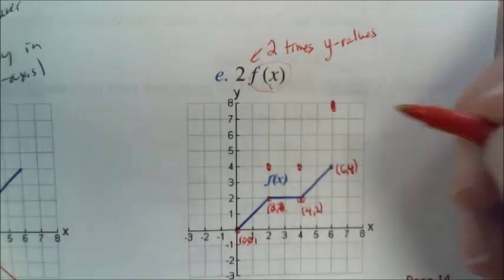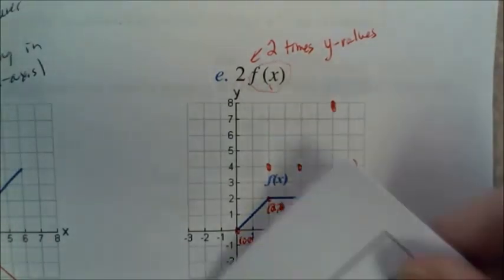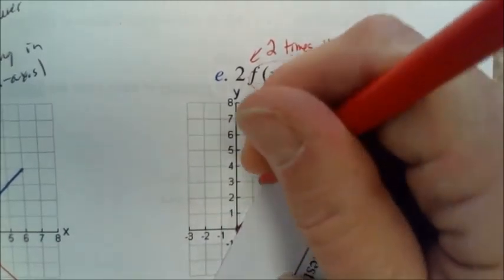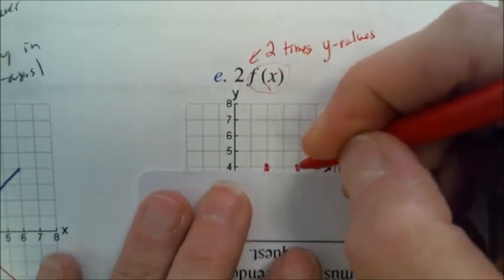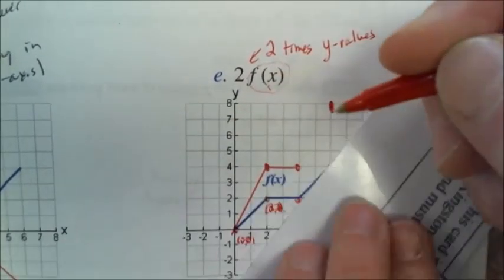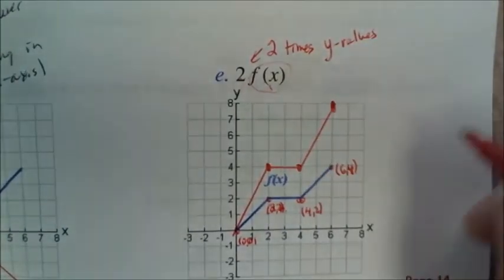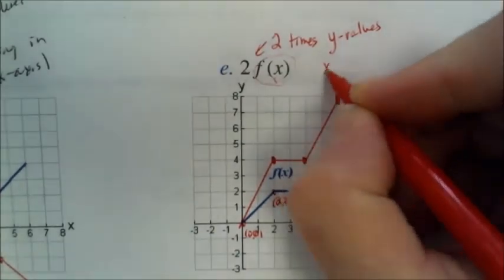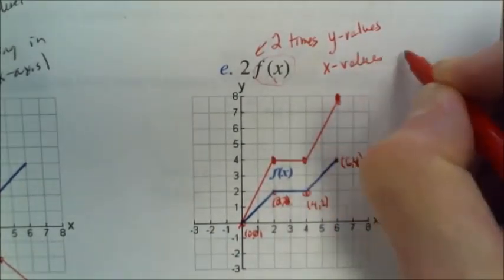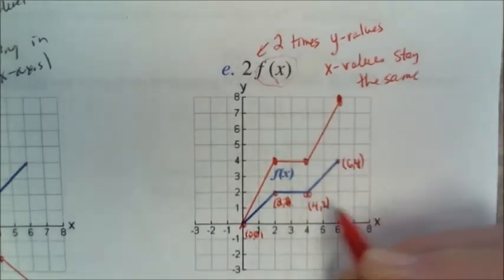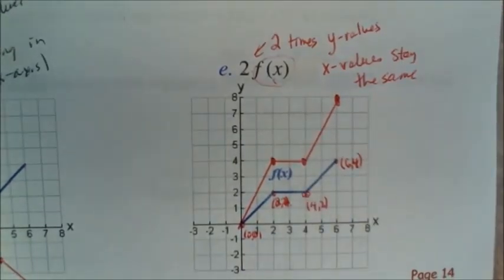So all the y values are doubled. The x values stay the same. So we're just going to connect this. This has been vertically stretched. You can see it's a taller graph, stretched up. Okay, the x values stay the same. So there's the new graph, and that's it for today.